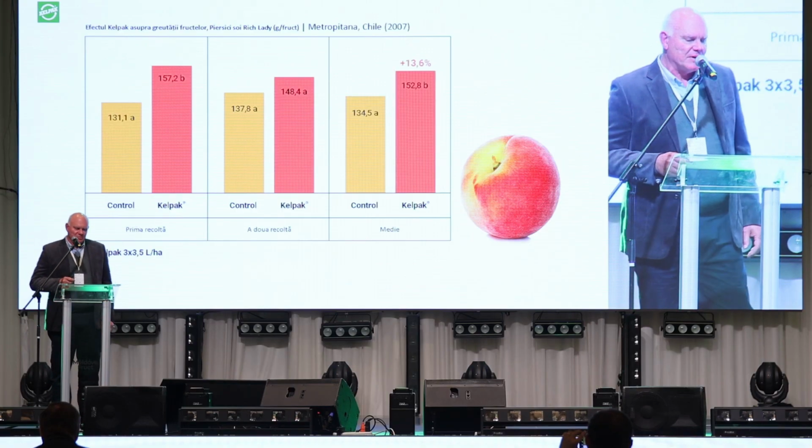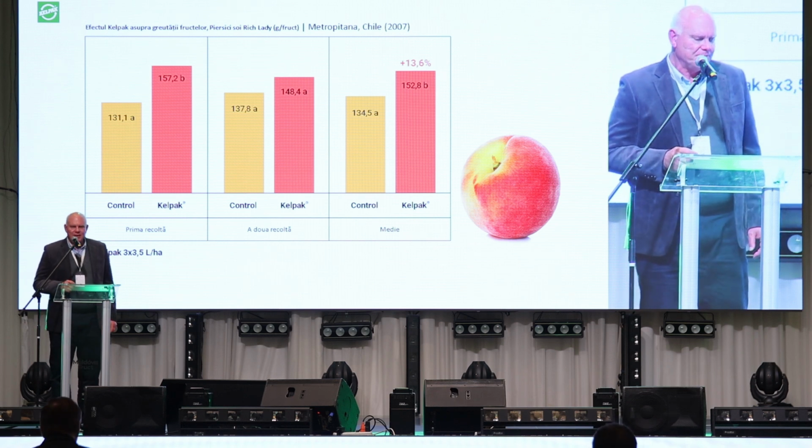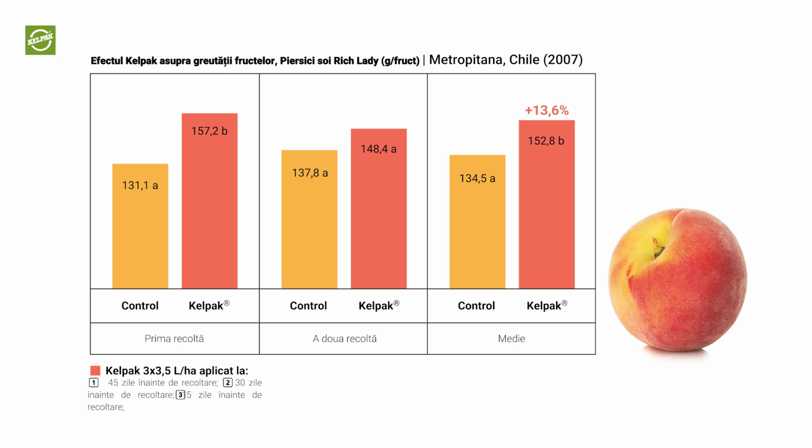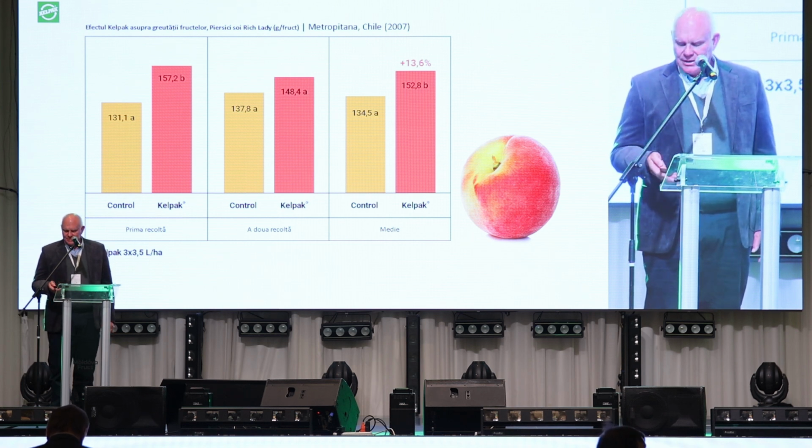If we look at some trials on peaches, that's again a trial that was done in Chile. Kelpak was applied 3 times, and here it was applied at a later stage: 45 days before estimated harvest, 30 days before estimated harvest, and 15 days before estimated harvest. So we got an increase in yield in our first pick, also the second pick, and when you look at the average over the 2 picks, it was almost a 14% yield increase.